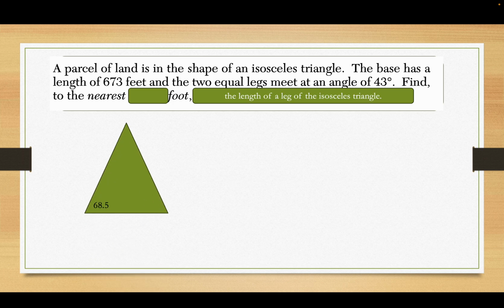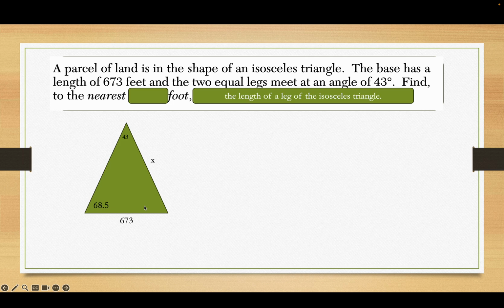Okay. Now, we have an isosceles triangle, and the two equal legs, here they are over here, meet at an angle of 43 degrees. If that's 43 degrees, when I subtract that from 180, I get 137. And then, because this is an isosceles triangle, both base angles are equal, so they're both going to be 68.5, half of the 137.